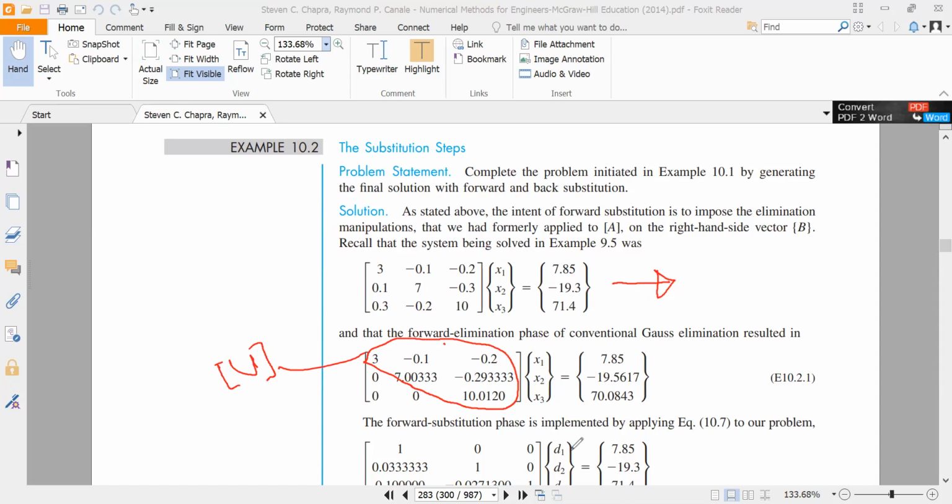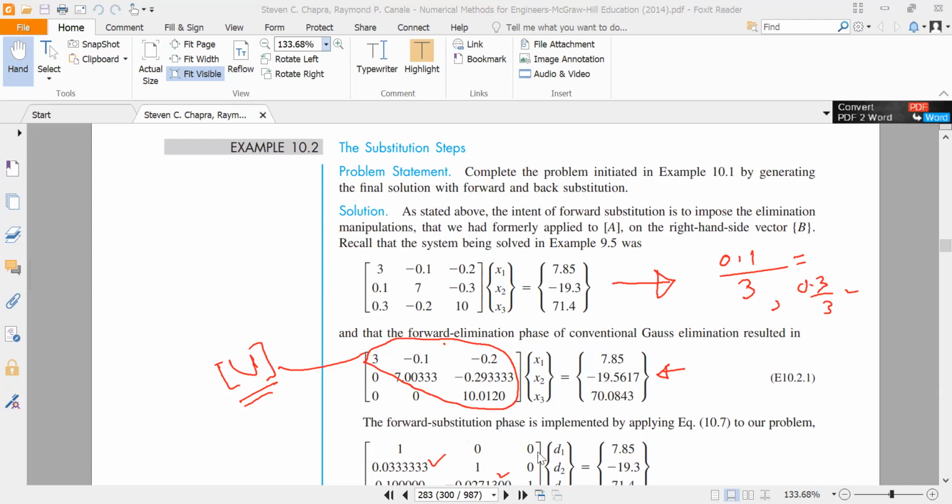If it is U, then you see that this part is not the same as B, because it has been changed to some other matrix because of these row and column operations. Now our U is available. While calculating U, we had some factors. The first factor was 0.1 divided by 3, and the next factor was 0.3 divided by 3. That is equal to this element, and this is equal to this element.